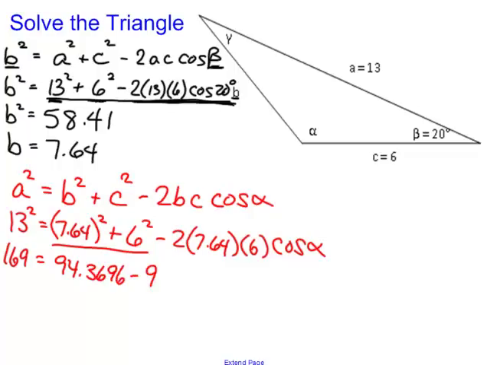minus 91.68 times the cosine of alpha. Now, the thing that a lot of students will do with this is mistakenly try to subtract these two things. We can't do that because the cosine of alpha really right now is a variable. So I can't subtract the 94.3696 and the 91.68 before I multiply the 91.68 times the cosine of alpha.